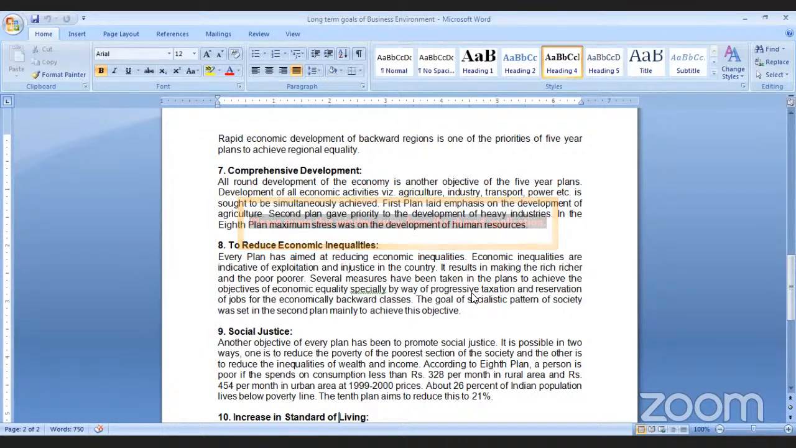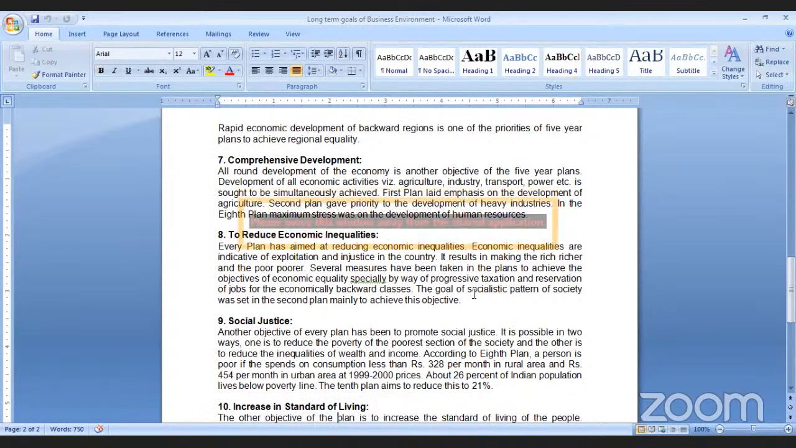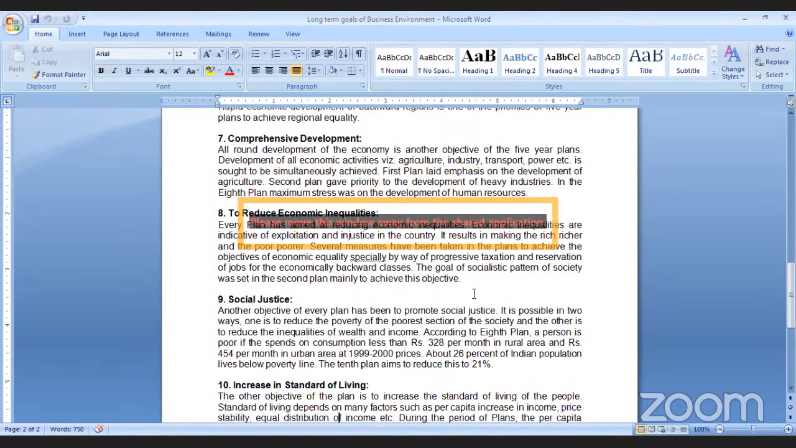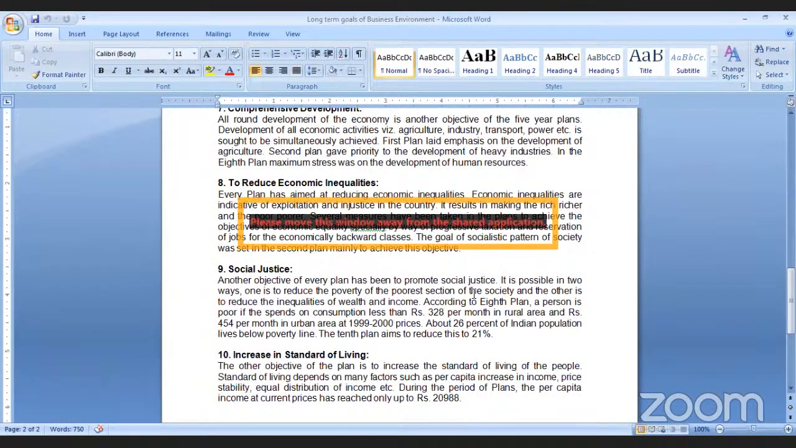So social justice is also very much required as a long-term objective of the environment goal. And the last one is called increase in standard of living. The very basic thing is, if someone wants to give people a good standard of living, the best way is to give them employability. When you give them employability, the per capita income of the people increases.